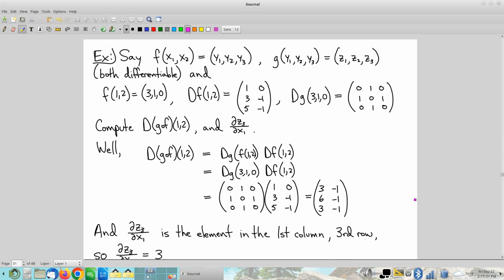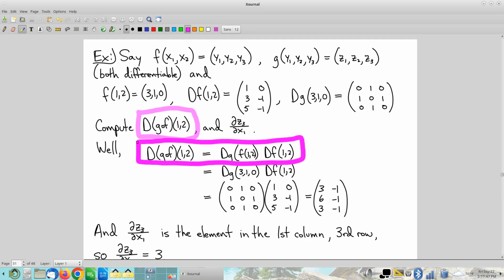Bunch of givens, and we are charged with the task of computing the derivative of the composition. Okay. Everybody good? Okay, and we also want to compute a certain partial derivative. We'll get to that in a second. First, let's talk about the derivative matrix of the composition. Here's our chain rule that we just wrote down.